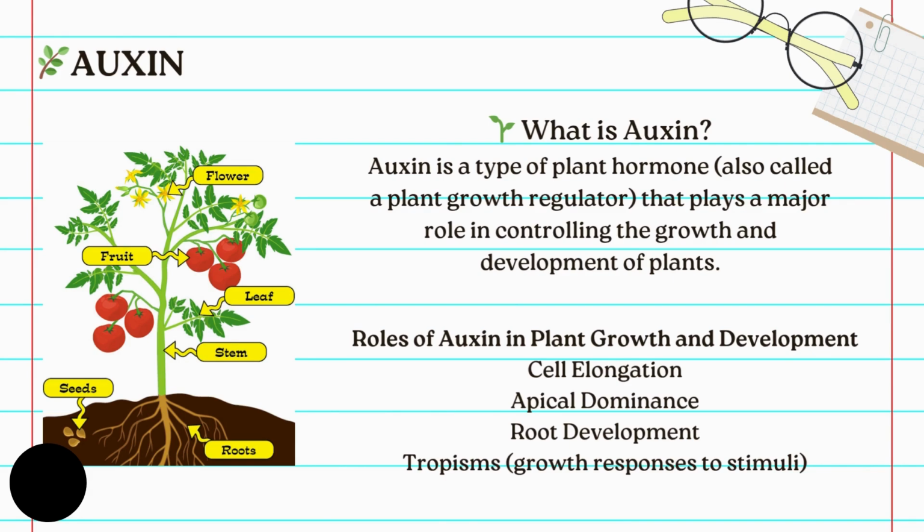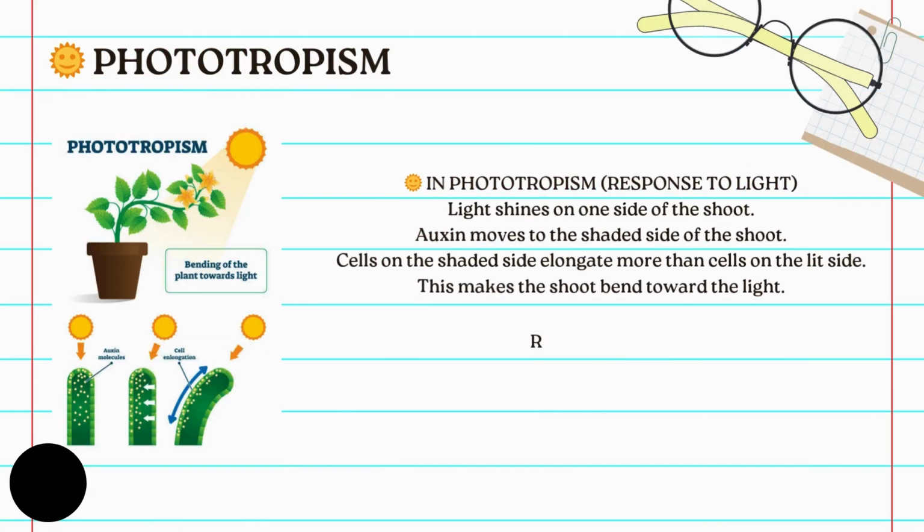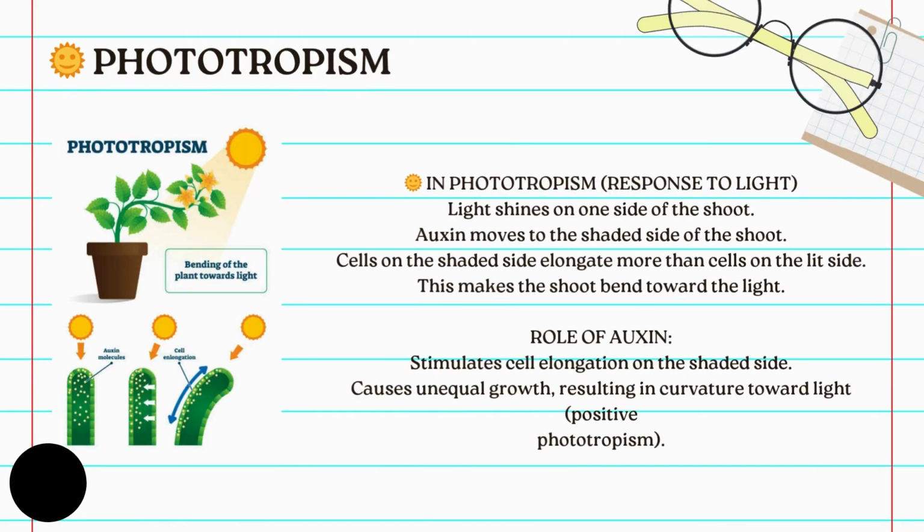Phototropism is when the plant responds to light. For example, let's say you have a flower on your windowsill, by your window. You'll notice that the flower is bending towards the light source, the sunlight coming in through the window. The reason for that is phototropism, and that is because of auxin.